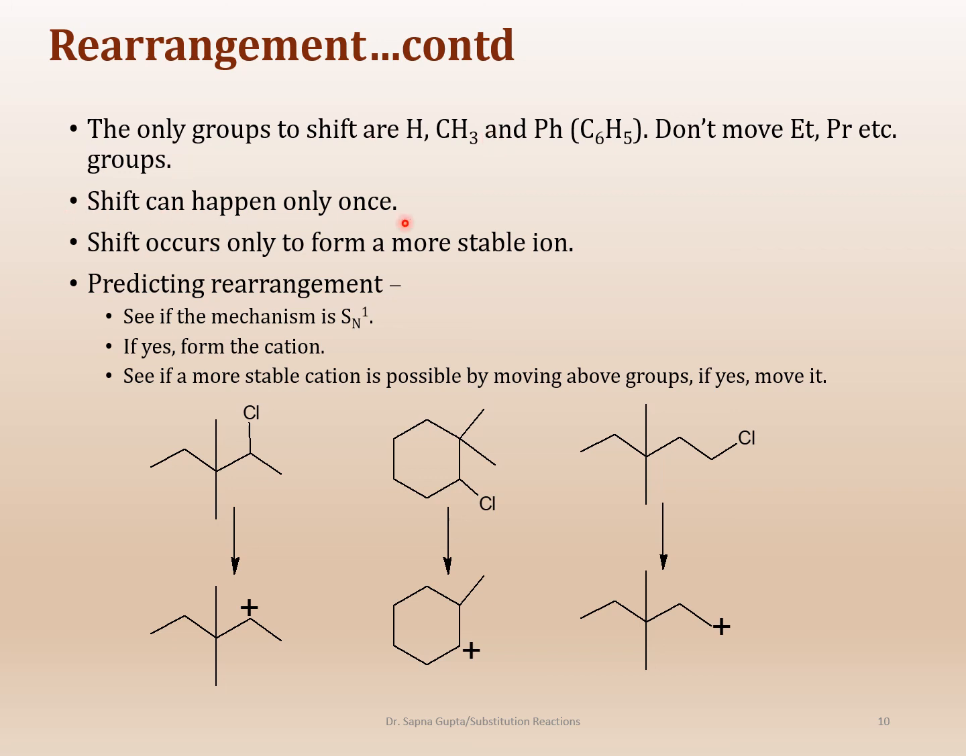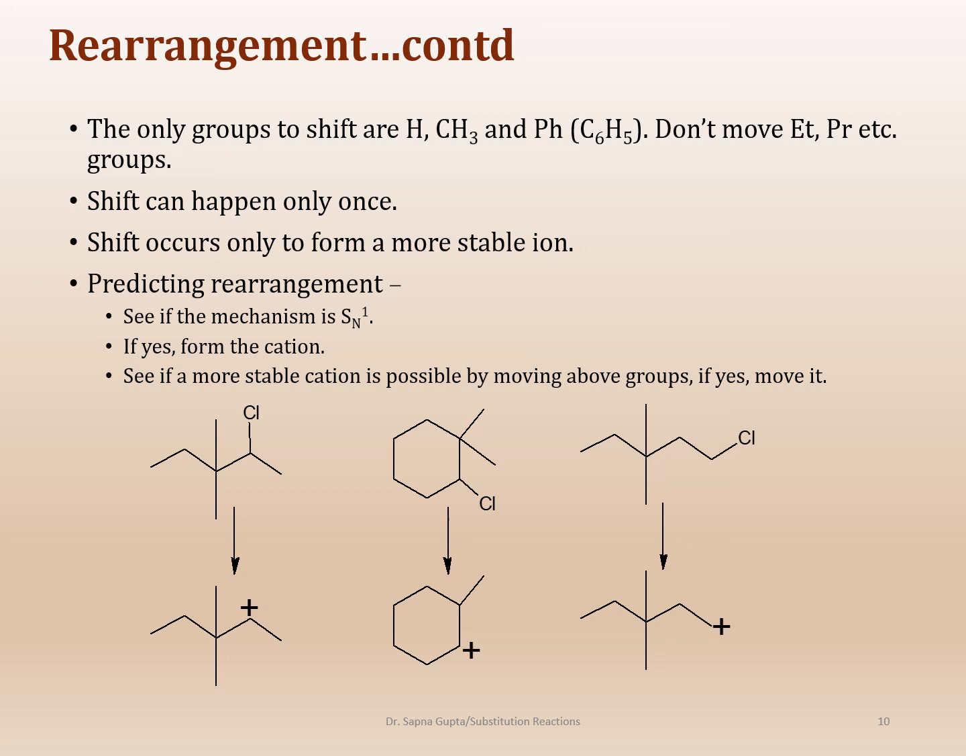You can only move things one time. It's not like you keep shifting until you get something more stable. You can't do that. One time, that's it. The shift occurs only to form a more stable ion. Now, if you were thinking, oh, I can go ahead and do a shift where this hydrogen is shifting over here, well, there is no difference between these two. This is secondary and this is secondary. So what's the reason for shifting? There is no reason for shifting. So you have to make sure that you're going towards a more stable carbocation in order to do the shift.